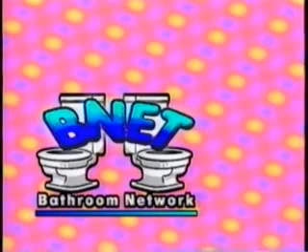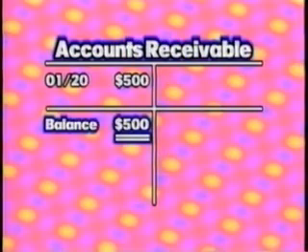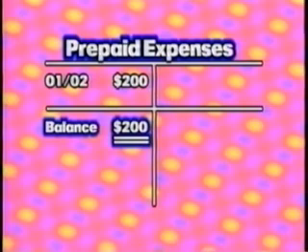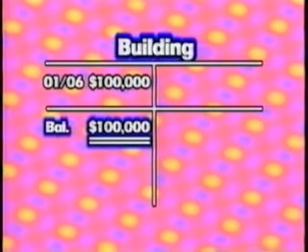Looking again at the bathroom network, we will go through each of Stan's ledger accounts and prepare a trial balance. As you can see here, the cash balance is a $1,000 debit balance. The accounts receivable balance is a $500 debit balance. The supplies balance is a $600 debit balance. The prepaid expenses balance is a $200 debit balance. The office equipment balance is a $5,000 debit balance. And the building balance is a $100,000 debit balance.